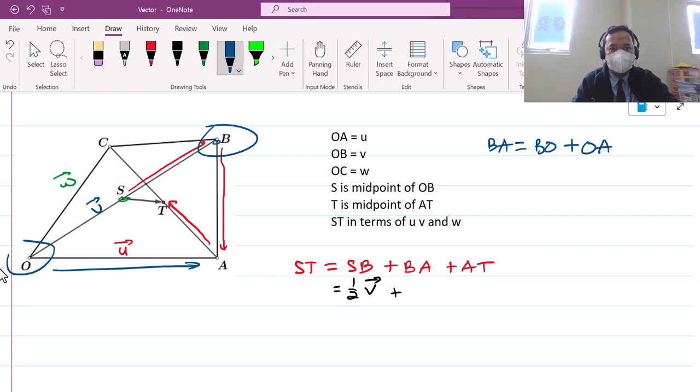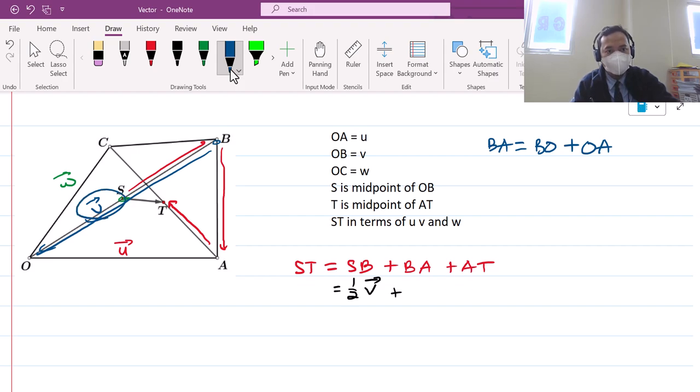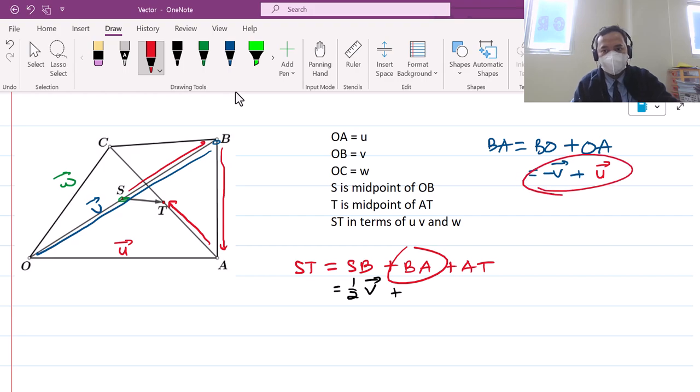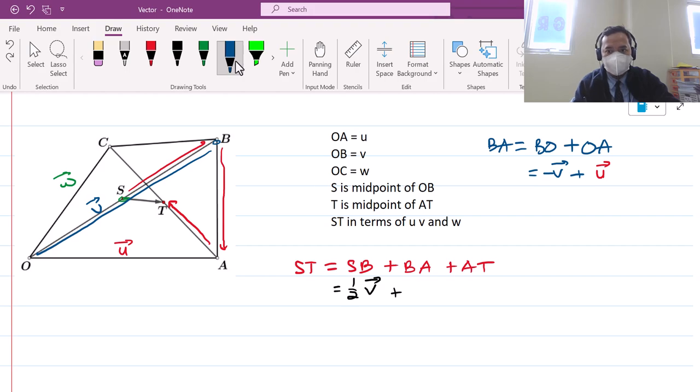Okay, so let's see what we got here. BO, can you see that BO is the opposite of V? It's the same as V, but in the opposite direction. So it's not V, but minus V. So this is equal to minus V. And then OA is this guy, which is U, so let's name it U. Later on we're going to write this out, but let's just break it down one by one. So it's minus V and then plus U.